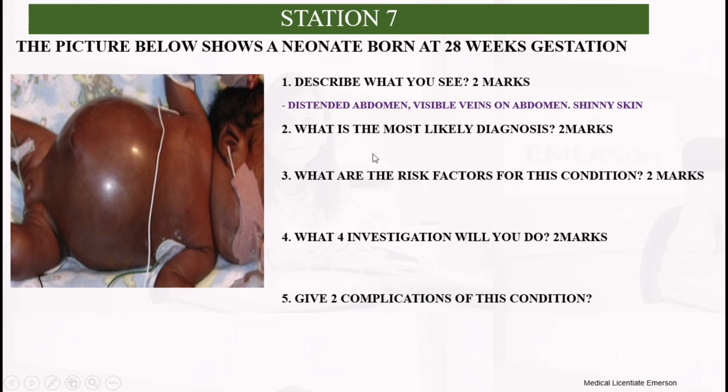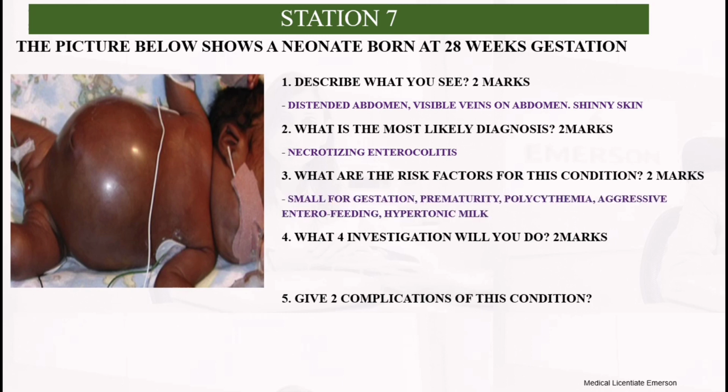Okay, then the most likely diagnosis, like I said, bear in mind that this is a premature child, and the most likely diagnosis here would be necrotizing enterocolitis, because one of the risk factors for developing necrotizing enterocolitis is being a premature baby. Then the risk factors we have: small for gestation, prematurity, like I said earlier, polycythemia, aggressive enteral feeding, hypertonic milk.